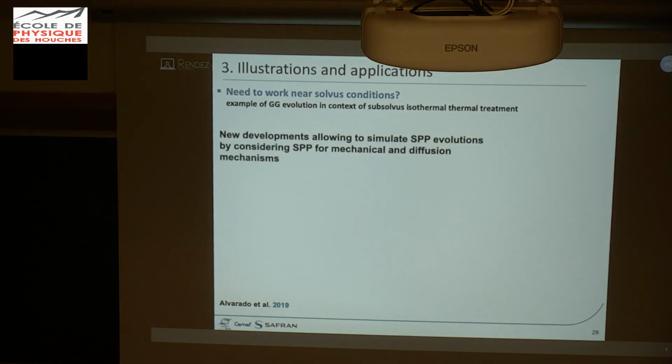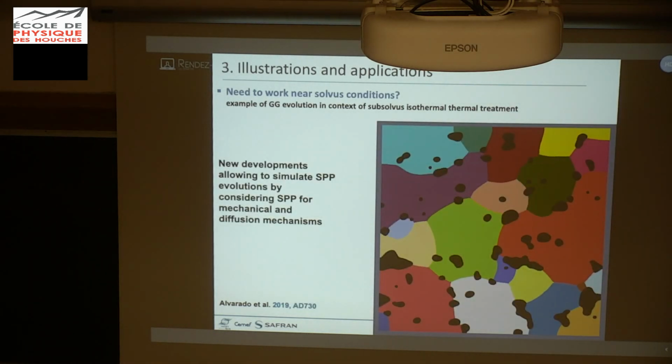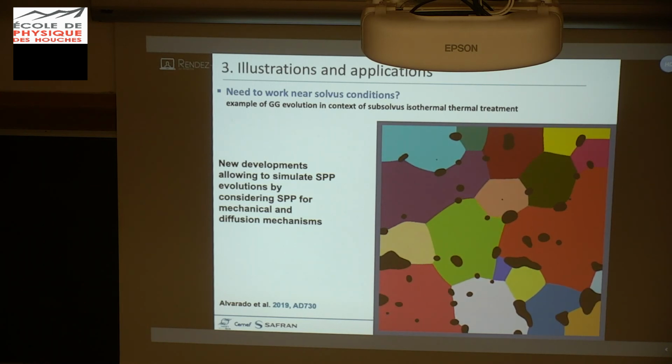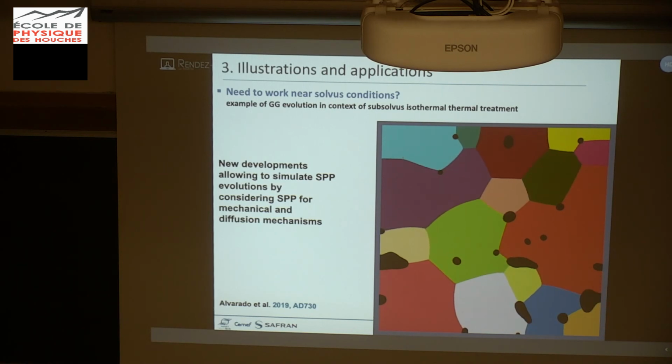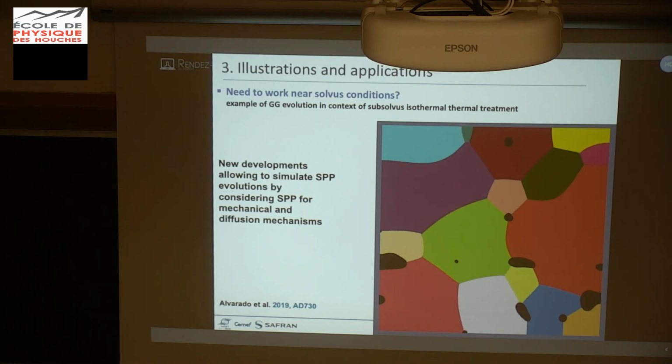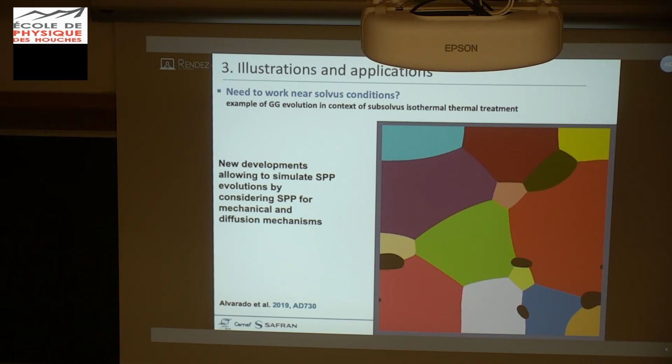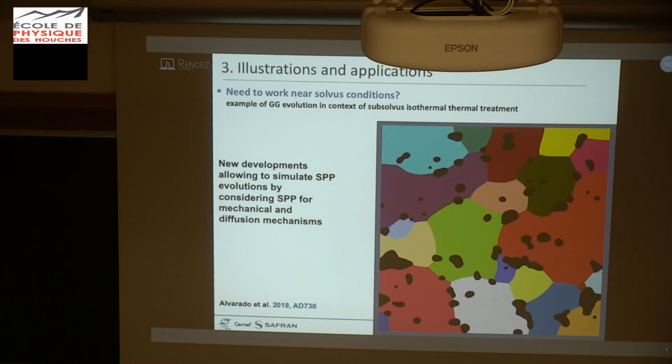So maybe one last movie to explain that we also developed some methodology to be able to simulate evolving second phase particles. You can understand that we want to have some simulation near the solvus temperature, because it's interesting for an industrial partner to ask, can I use these materials in subsolvus condition, but what happens if I use these materials near solvus temperature? I will have evolution of second phase particles, and I would like to be able to predict grain size evolution.